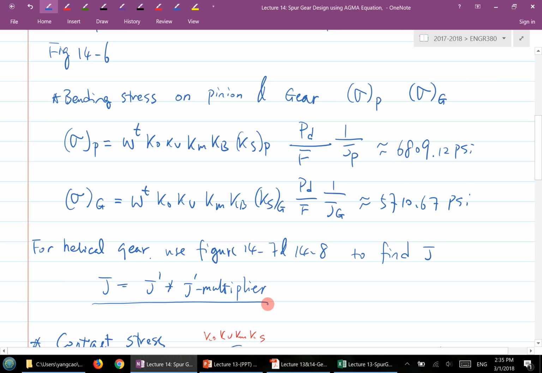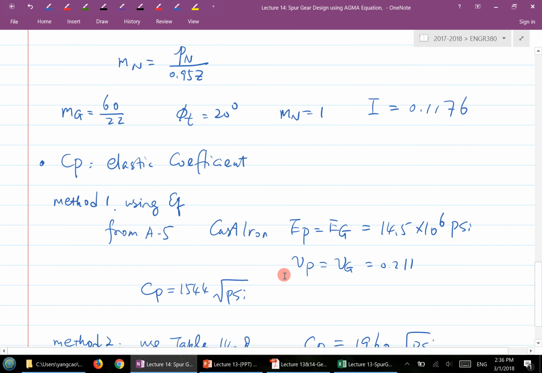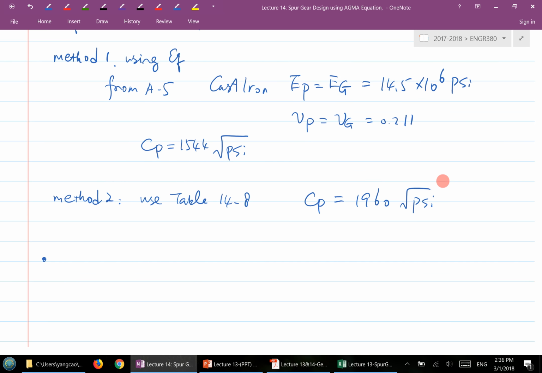That's basically how you find the J value when you're dealing with helical gear. For the pinion and the gear, you're going to find two different values for J, right? Same as spur gear, the higher the number of teeth, the higher the J value. Okay, so that is the J factor for helical gear. Let's continue here now.